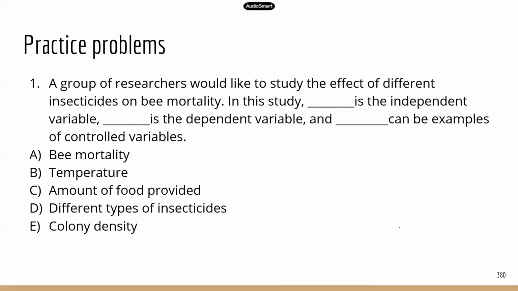So let's say a group of researchers would like to study the effect of different insecticides on bee mortality. In this study, which one is the independent variable, which one is the dependent variable, and what are some examples of controlled variables that should be kept constant among different groups?